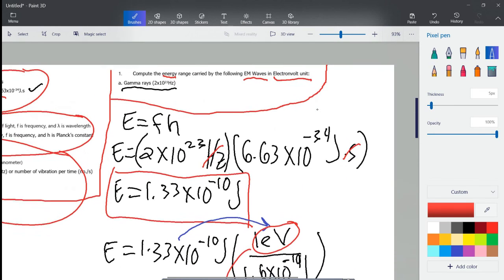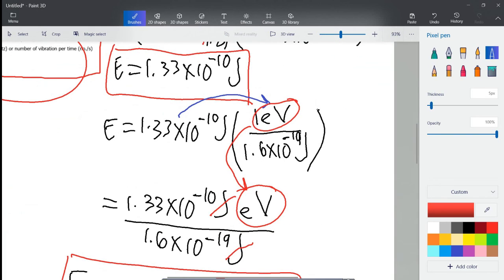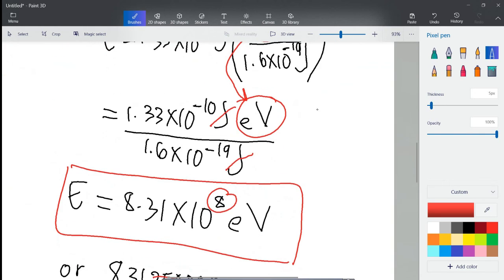We have the frequency given, 2 times 10 to the power of 23 hertz, and the Planck's constant, given as 6.63 times 10 to the power of negative 34 joule seconds. To solve that, just get the product and cancel out the units, so the remaining unit will be joules, because we're asking about energy. It is the capacity to do work.